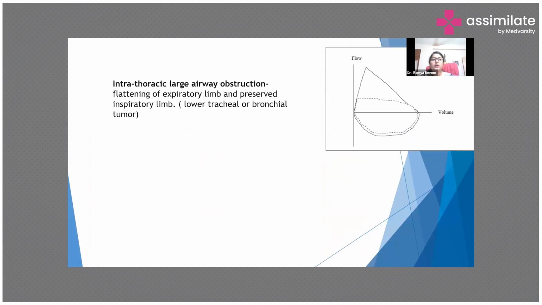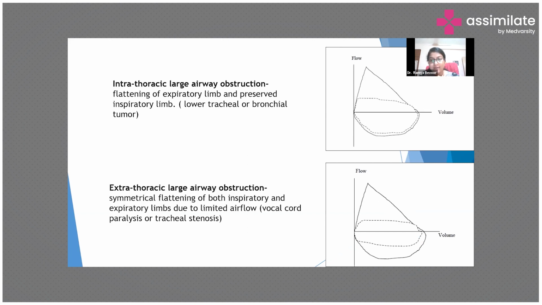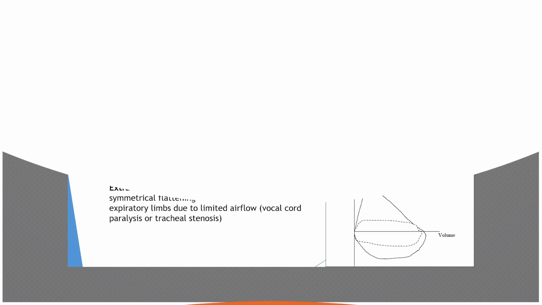We also have something called an intrathoracic large airway obstruction, wherein the expiratory limb will be flattened, but the inspiratory limb will be preserved. We usually see this in a bronchial tumor or a tracheal tumor, because inspiration is happening, but expiration does not happen because of an airway obstruction. Sometimes there's also an extrathoracic airway obstruction. Here, in an extrathoracic airway obstruction like a vocal cord paralysis or a tracheal stenosis, there will be a flattening of both the inspiratory and the expiratory limbs because of limited airflow.